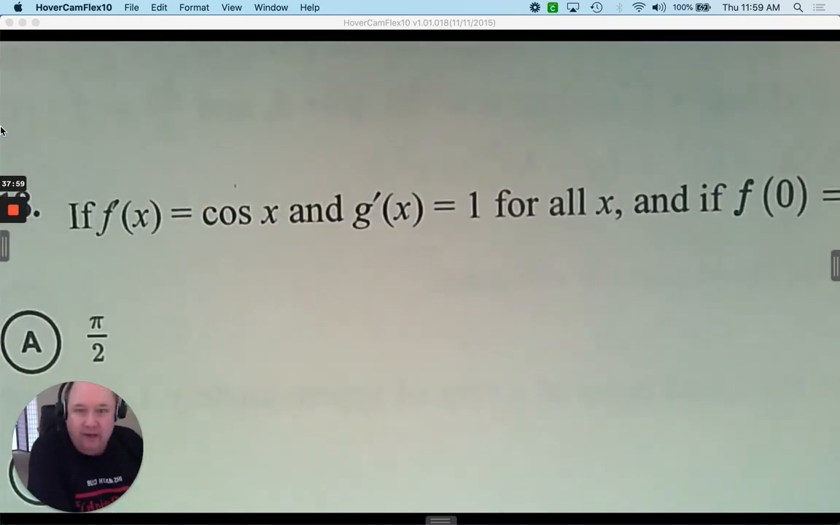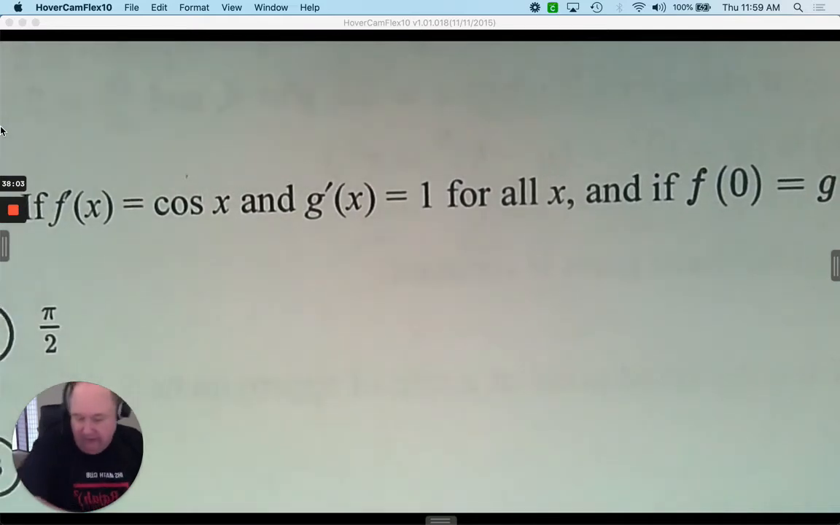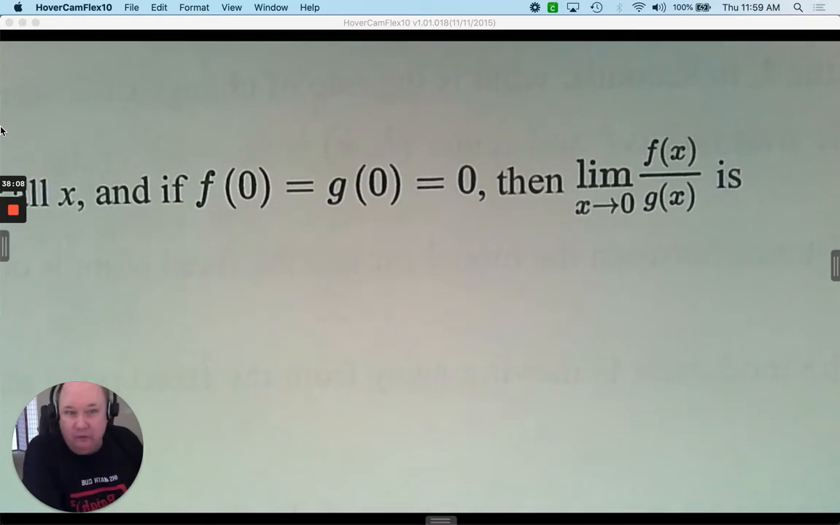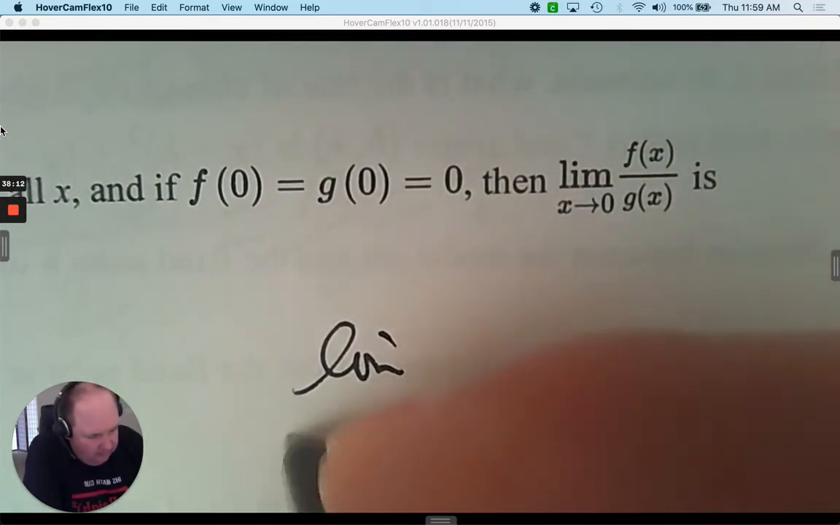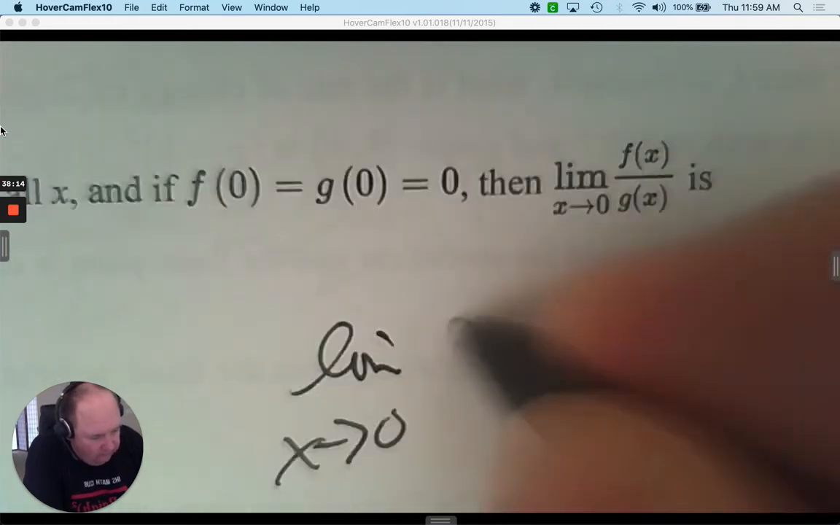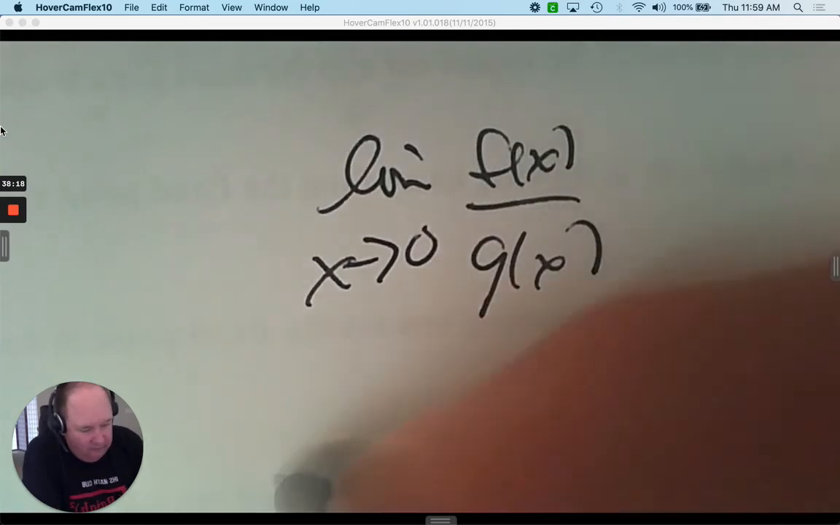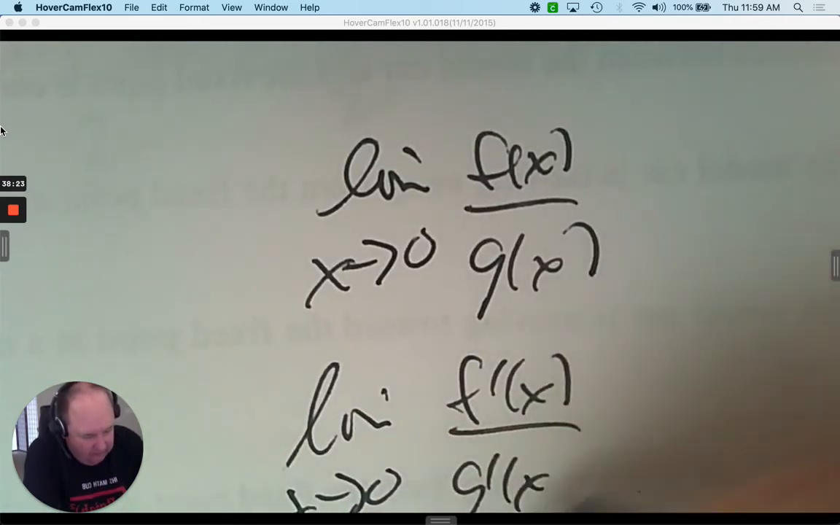Number 18. If cosine x is the derivative of f and the derivative of g is 1, if f at 0 equals g at 0, then what's the limit as x approaches 0 for this? So if both of them equal 0, it's indeterminate. So then I take the derivative of the numerator and denominator.